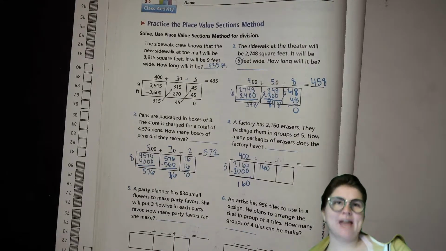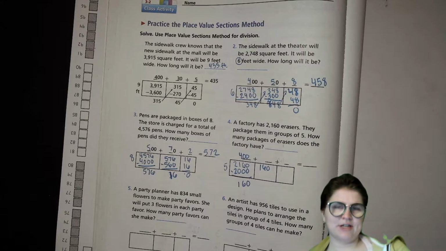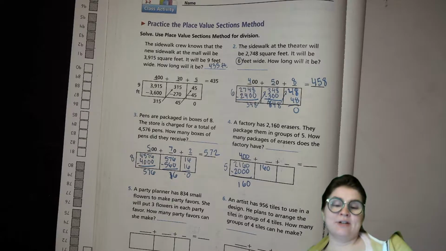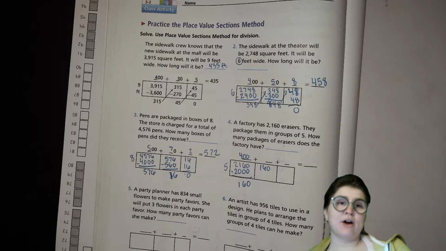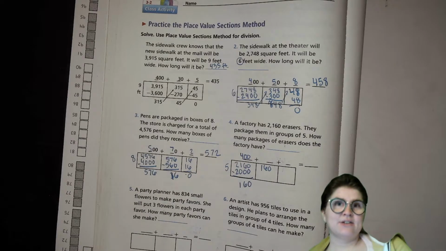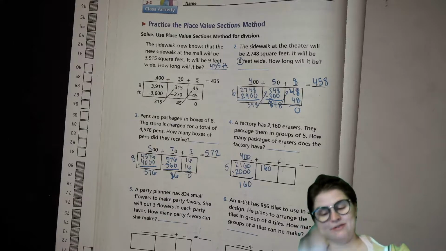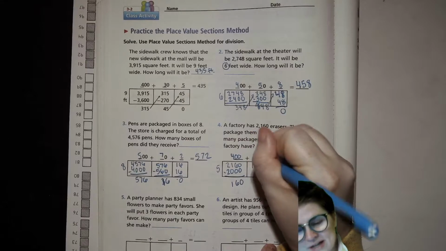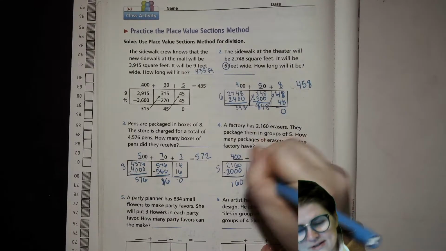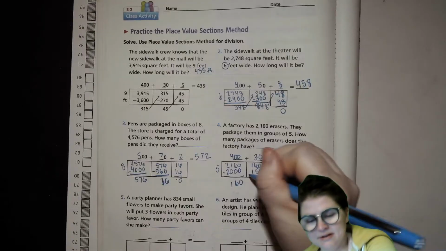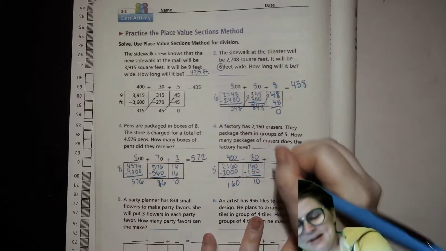160. How many tens do we need to multiply by 5 to get 160? Well, 160 is 16 tens. So if we just scooch that off to the side, what do we multiply 5 by to get close to but not over 16? Well, 5, 10, 15. That's pretty close, right? 15. So 3 groups of 10 or 30 will get us 150. And then we have 10 left over. And then we bring that 10 up into our ones place.